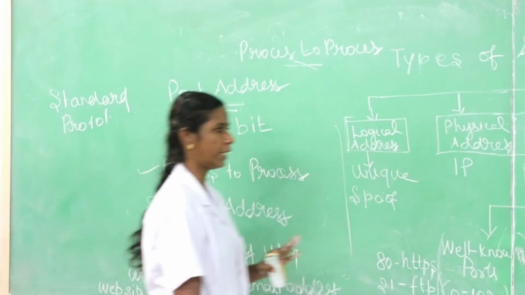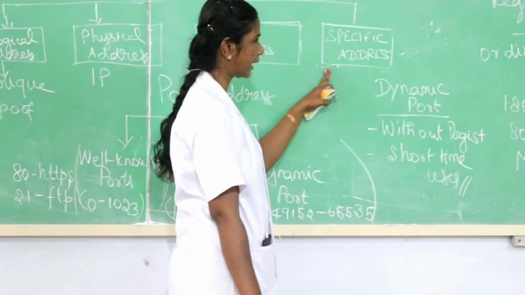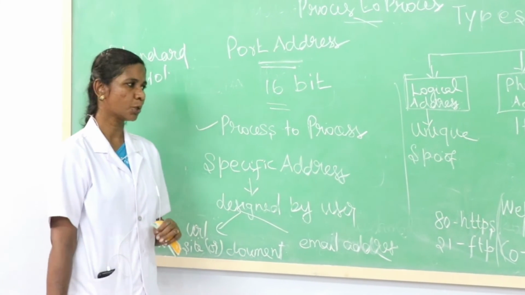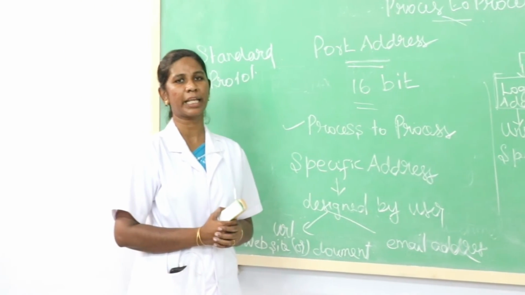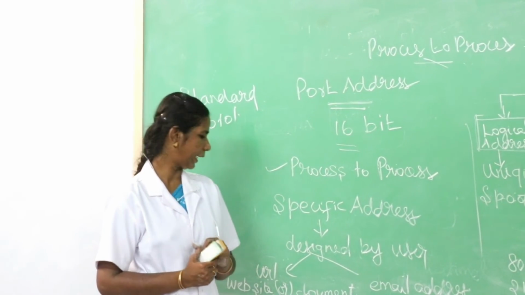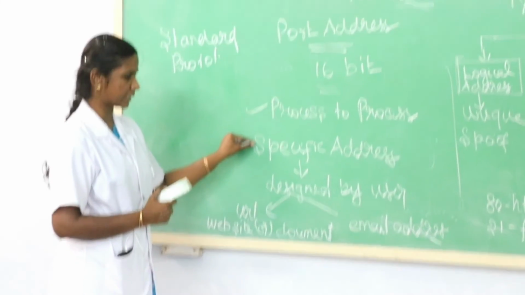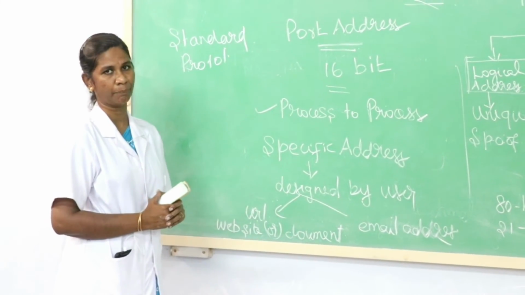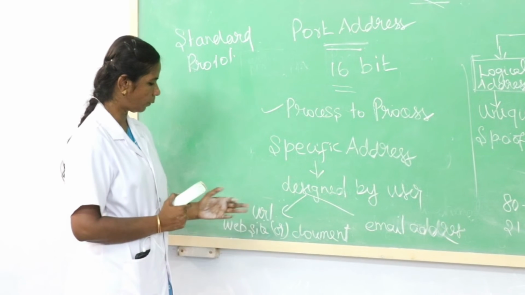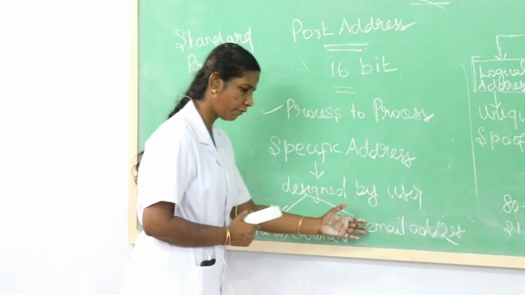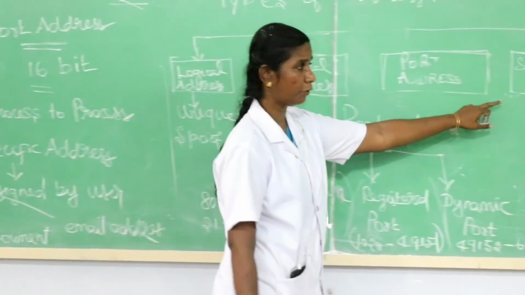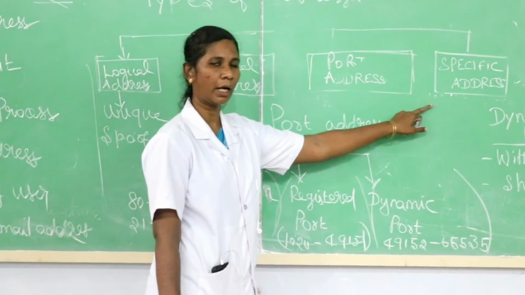And the last category, the specific address, which concerns the application layer. So we know well, when we compare the OSI layers with the TCP/IP model, the last three layers are merged and called the application layer. So the specific address is assigned by users only. It is divided into two parts. One is the URL. Another one, we are well familiar with, is the email address.